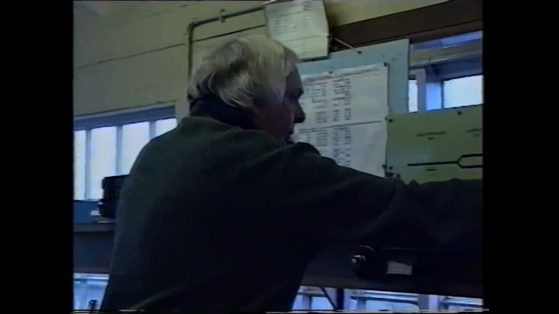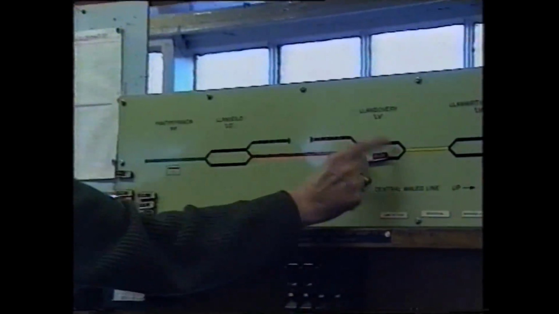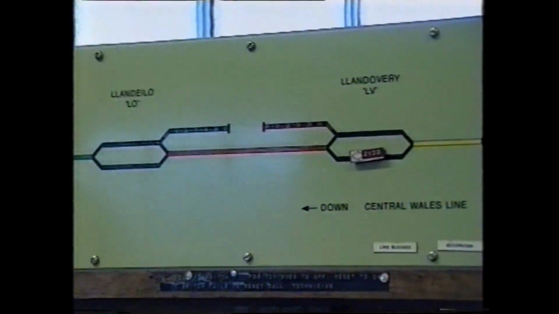The signalman at the controlling signal box controls and monitors the occupation of the single line sections.